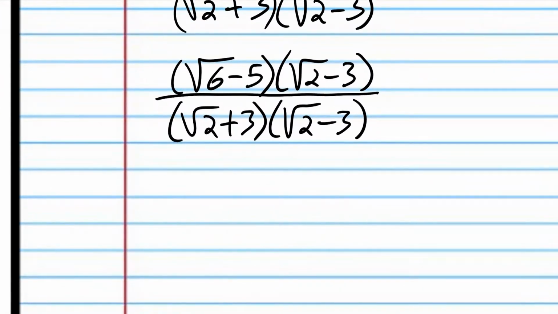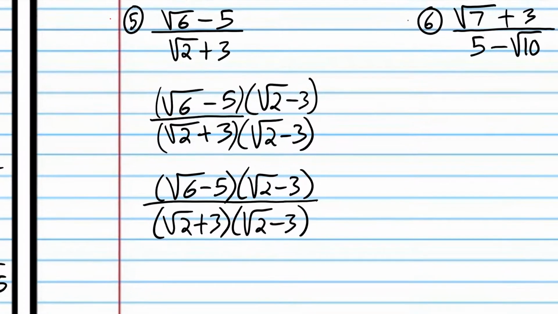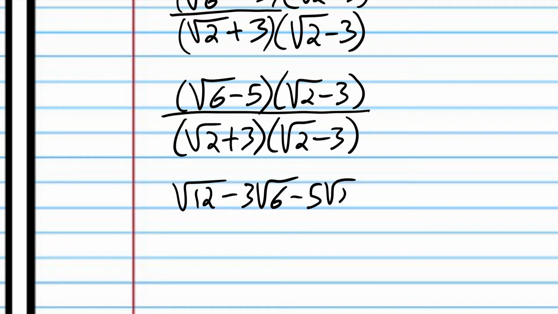At this point, I'm not going to show every single step, because this is going to get really boring if I do this every single time, especially with such a long problem. So we need to start skipping forward. Root 6 times root 2 is root 12. Root 6 times negative 3 is negative 3 root 6. Negative 5 times root 2 is negative 5 root 2. And negative 5 times negative 3 is positive 15.